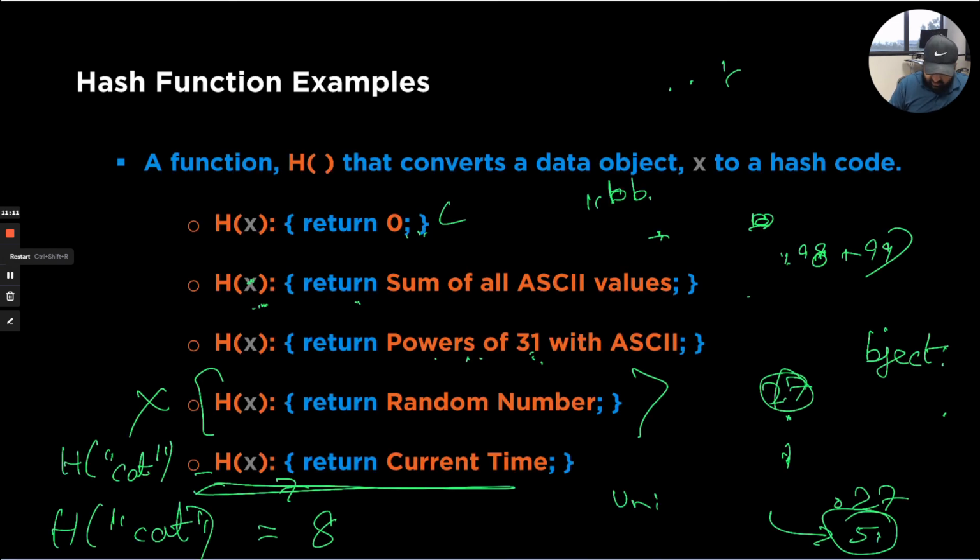And the last one is h of x equal to return current time. Although this is predictable, it's still not returning the correct value. Hash of cat would return the current time right now. If I do hash of cat again, it would return some other current time. It's returning an integer, but for a similar input, it's not returning the correct output. So these two are invalid.